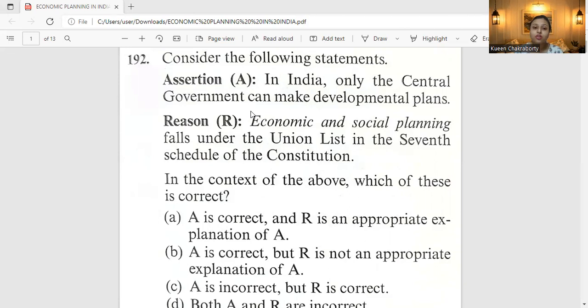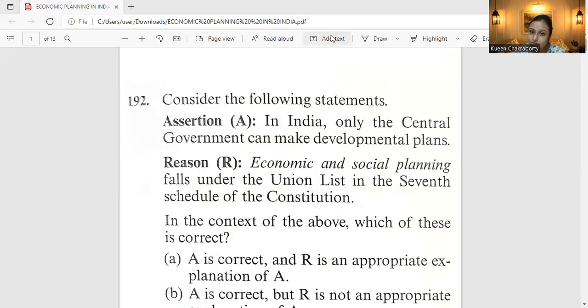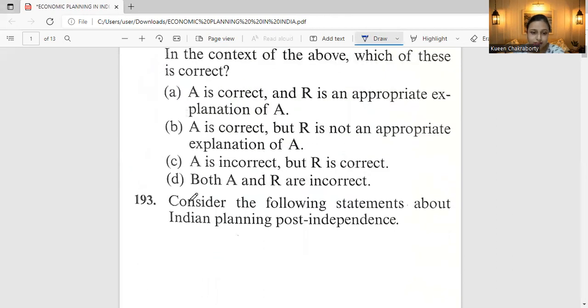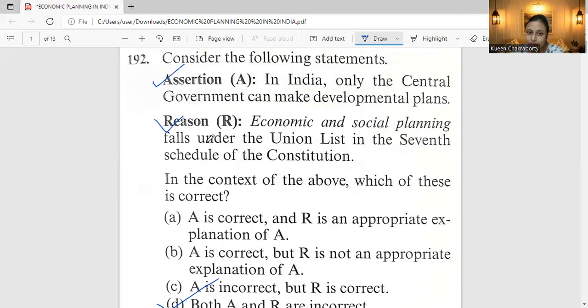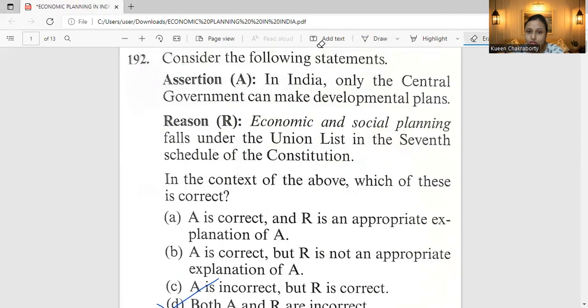So since we are talking of the concurrent list, then we can say that both A and R are incorrect. That is, the assertion as well as the reason is incorrect. Accordingly, our option number D is the correct answer, which is both A and R are incorrect. Right? Okay.